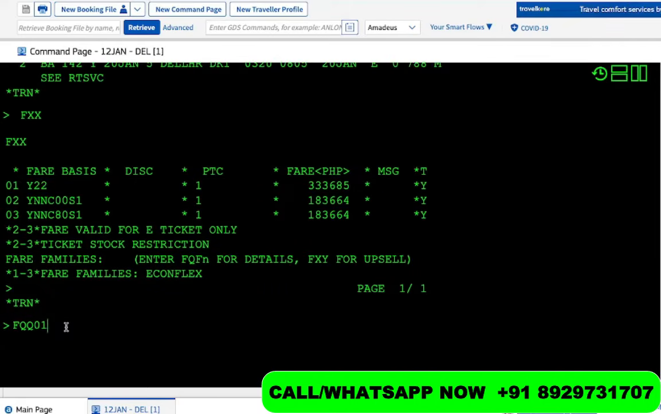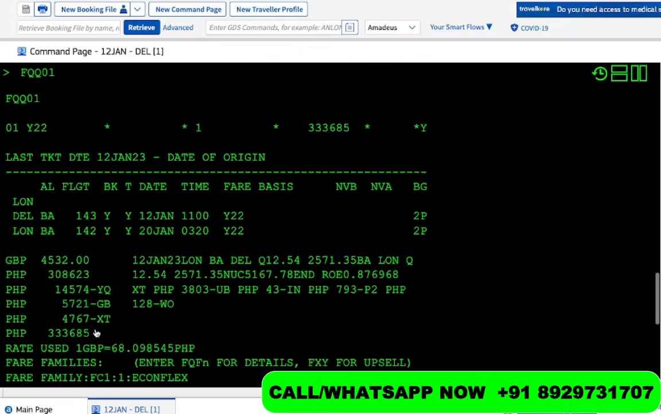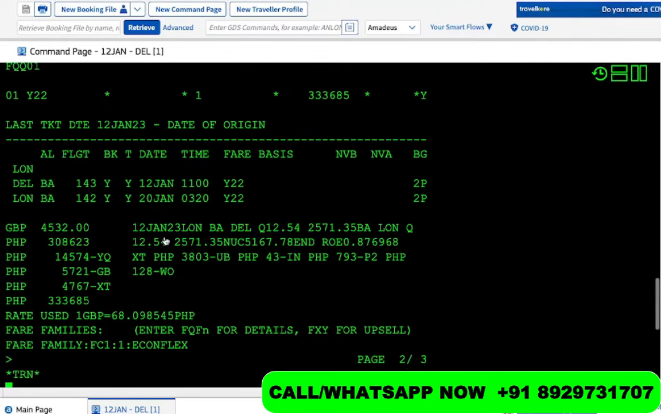Now, FQQ01 will open this fare base and this fare. So let's open this one. FQQ01, enter. Now you have this. It looks pretty complicated when you look at it for the first time, but within a span of 5 minutes, you will understand it very clearly. So let's start from here.